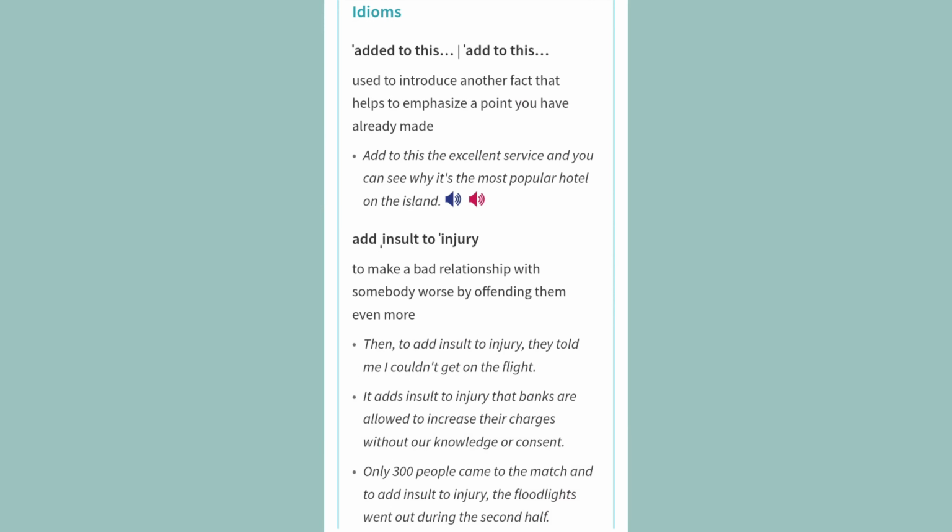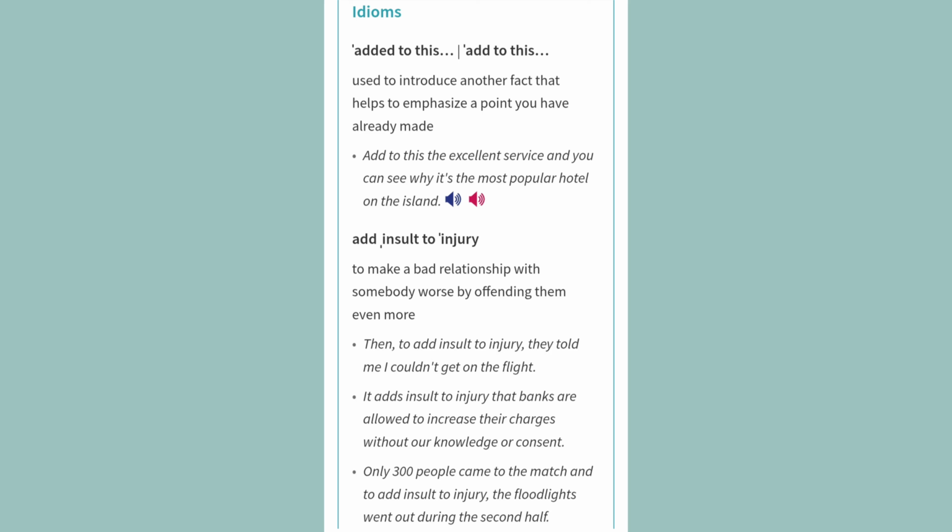Idioms. Added to this, add to this. Used to introduce another fact that helps to emphasize a point you have already made. Example. Add to this the excellent service and you can see why it's the most popular hotel on the island. Add insult to injury. To make a bad relationship with somebody worse by offending them even more. Examples. Then, to add insult to injury, they told me I couldn't get on the flight. It adds insult to injury that banks are allowed to increase their charges without our knowledge or consent.